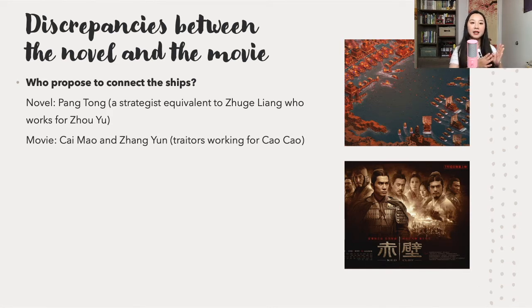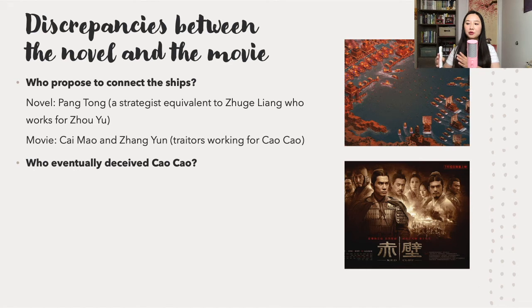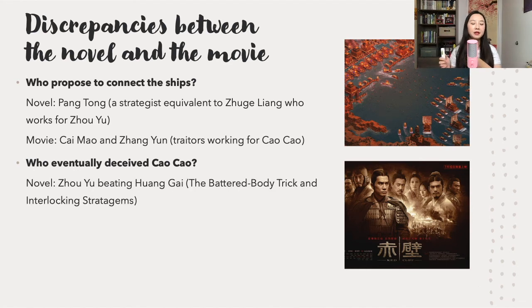Discuss why the director made such a change. And one more very, very important change is who eventually deceived Cao Cao. After borrowing the arrows, after having the wind, there's one more step to trap Cao Cao even more and drag him into the failure. So in the novel, that is Zhou Yu beating Huang Gai, and Huang Gai later pretends to surrender to Cao Cao and win Cao Cao's trust.